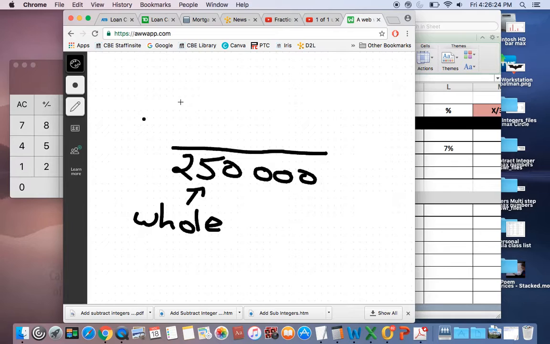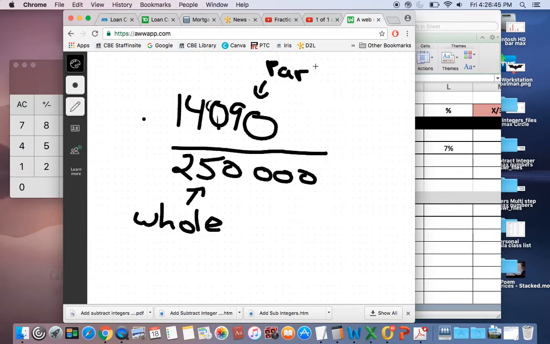So what does that look like in our fraction? 14,090. So you can see that this is going to be the part. Okay, so this is how we would normally write our fraction. When we're doing things in Excel and in other word processing, what we do is we just turn this so it looks a little bit different.